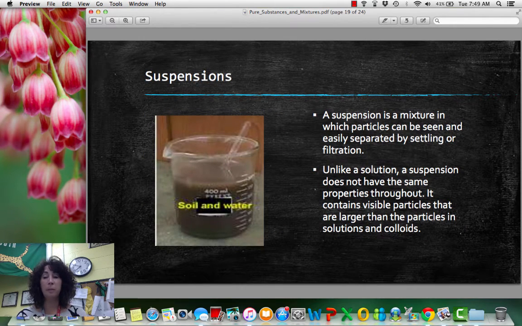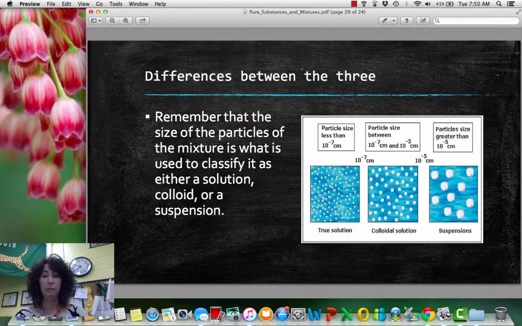And then, of course, we have suspensions. A suspension is where the particles are large enough to be seen, but they will settle, or we can filter them out. Unlike a solution where the particles are dissolved evenly, a suspension doesn't have the same properties throughout. And we can see those visible particles in the solution. Okay, so again, the difference between the three is the size of the particle, and that allows us to classify whether something is a solution, a colloid, or a suspension.